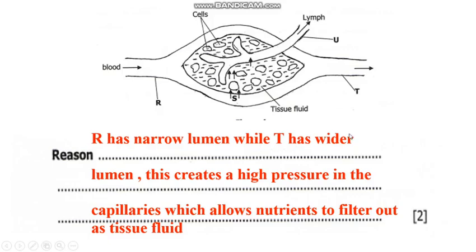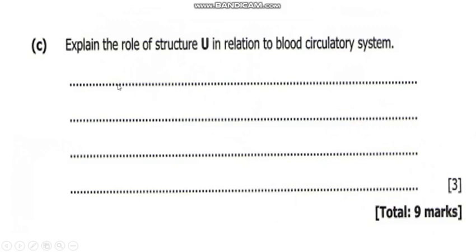We can now move on to our question C. Under our question C, the question reads, explain the role of structure U in relation to the blood circulatory system. So they want us to explain the role of structure U, and we have said that structure U is the lymphatic vessel. At first I did mention that it has got valves that help to transport lymph.